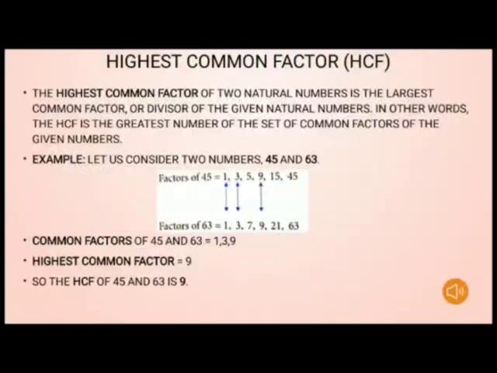Now let us see an example. Let us consider two numbers 45 and 63. First of all, we will write the factors of 45 as 1, 3, 5, 9, 15, 45. And similarly, we will write the factors of 63 as 1, 3, 7, 9, 21 and 63. Now we will write the common factors of 45 and 63 as 1, 3 and 9. And among these, you can see the highest common factor is 9. So the HCF of 45 and 63 is 9.